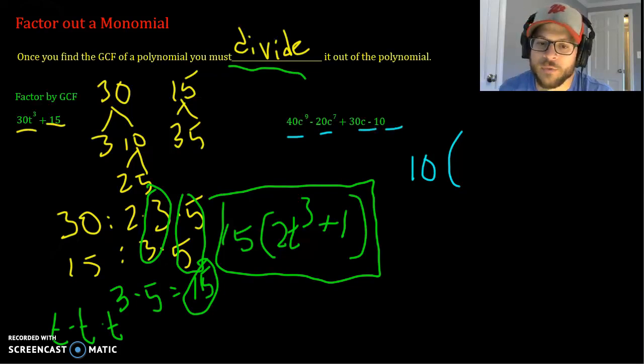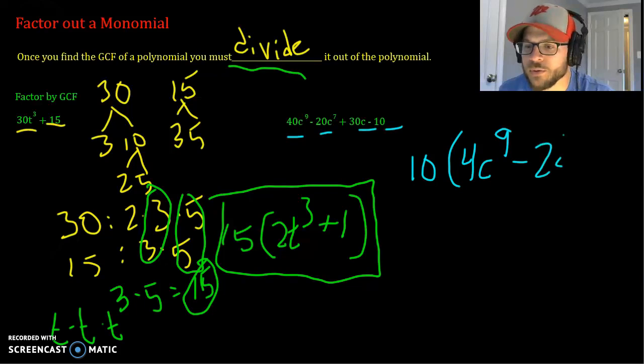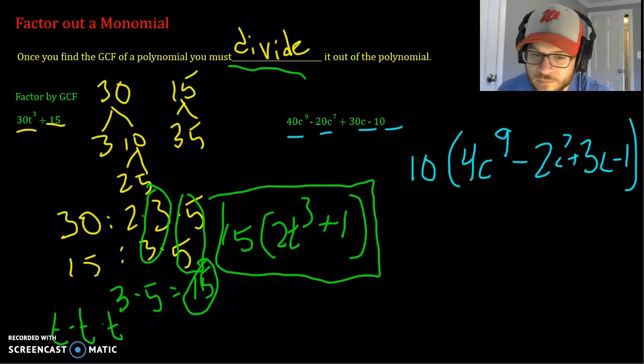So when you divide 40c to the 9th by 10, you're left with 4, then all of your c's. 20c to the 7th divided by 10 is 2. 30c divided by 10 is 3c, and then again, 10 divided by 10, you're left with a 1.